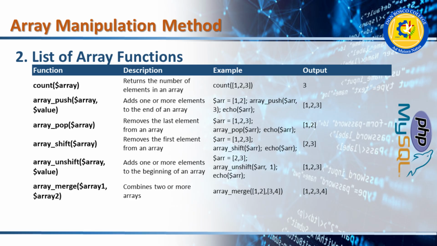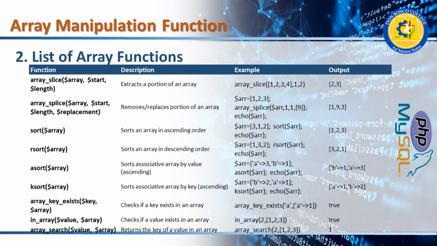count returns the number of elements in an array. array_push adds one or more elements to the end of an array. array_pop removes the last element from an array. array_shift removes the first element from an array. array_unshift adds one or more elements to the beginning of an array. array_merge combines two or more arrays.